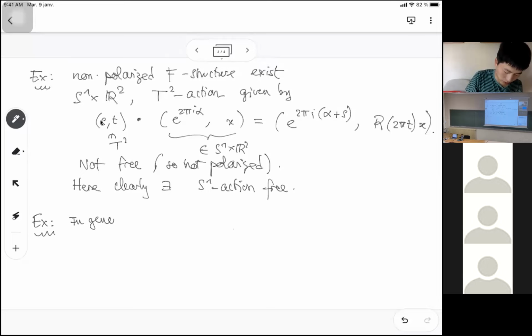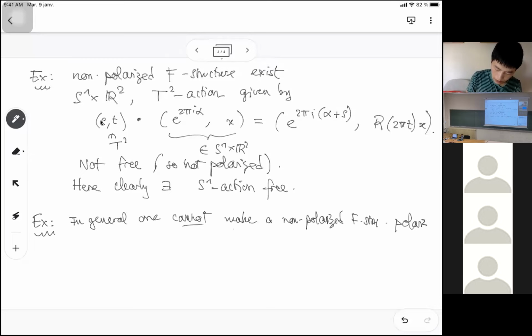So in general, one cannot make a non-polarized F structure polarized, meaning you cannot find a substructure that would suddenly be polarized.